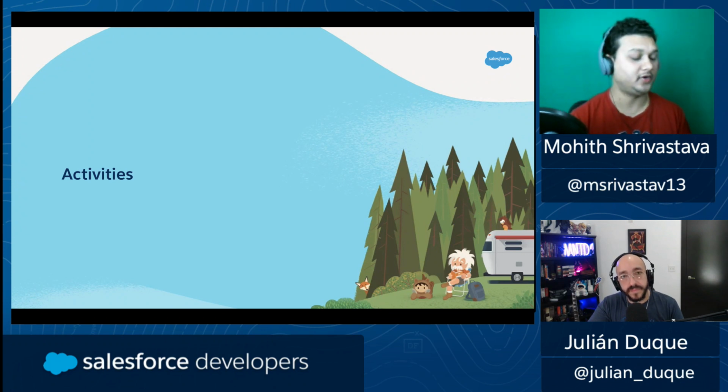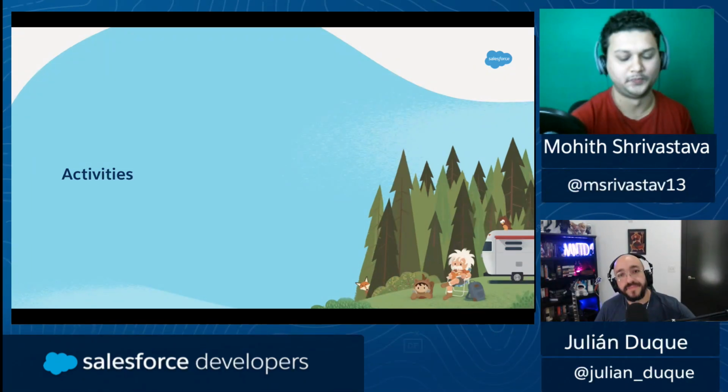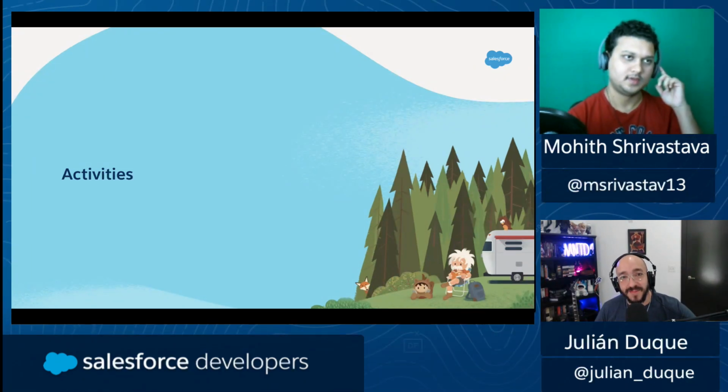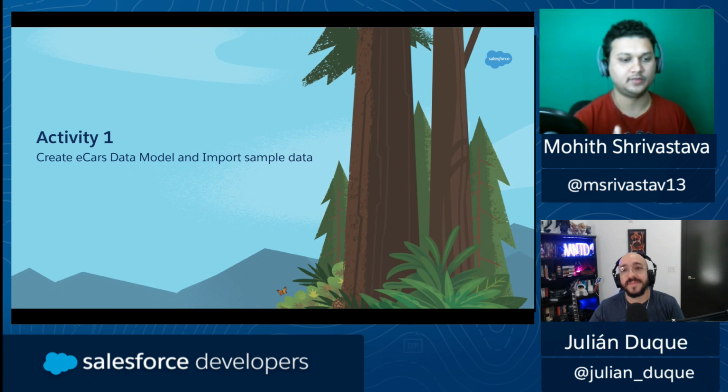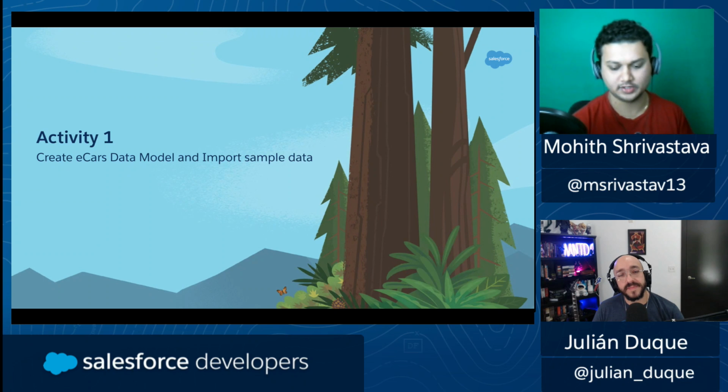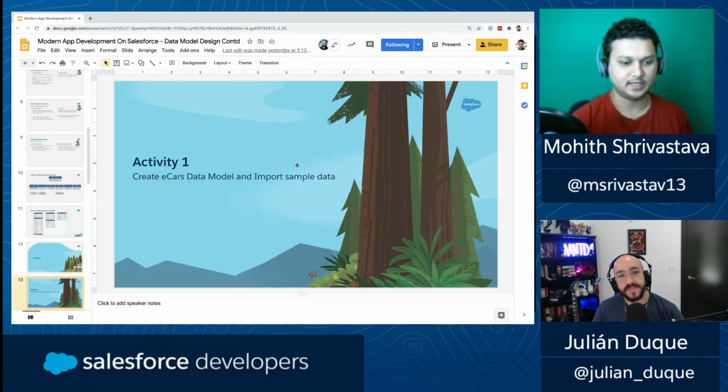And Julian, feel free to ask me questions because I know that some of the content might be new for you. Exactly. I will be asking a couple for sure. Okay, awesome. So our first activity, Julian, is we're going to create this eCars data model in the Salesforce org, and then configure relationships, and then show our developers how they can use scratch orgs to build the data model, and how they can retrieve that metadata that they are creating in Salesforce into their local project. Okay. So with that, let's get started.